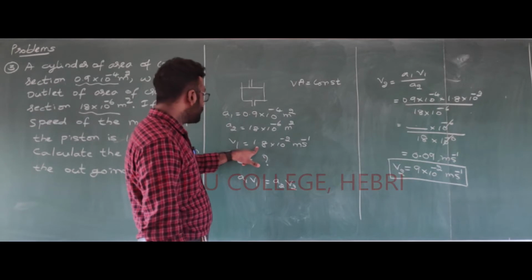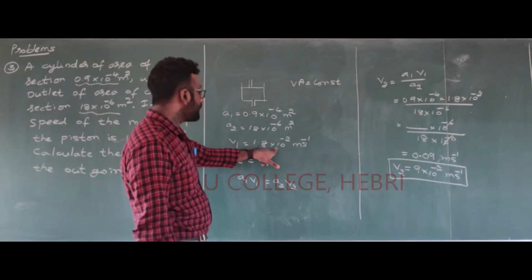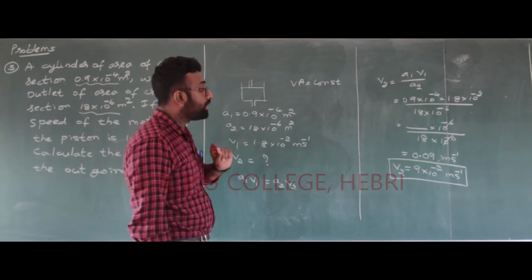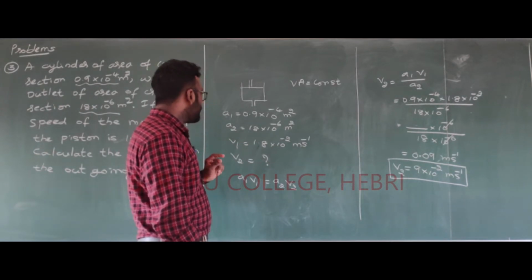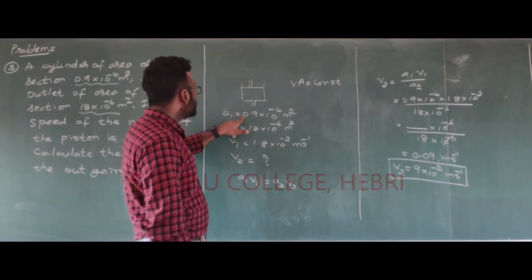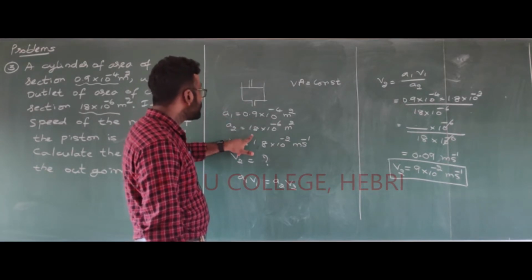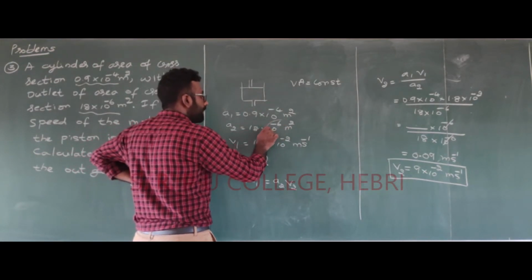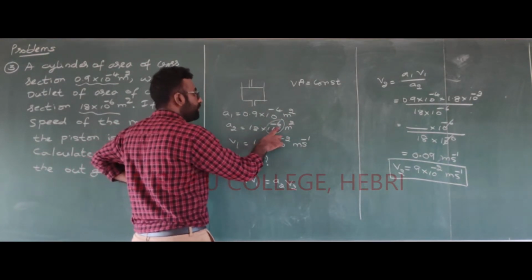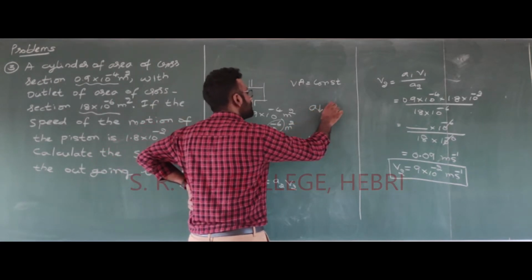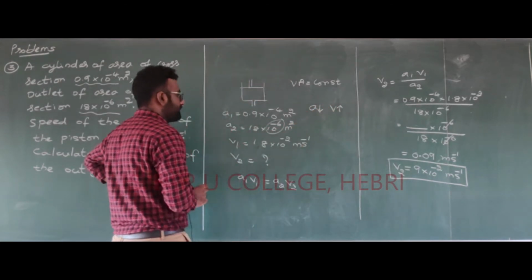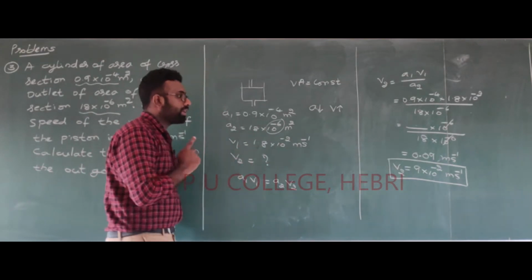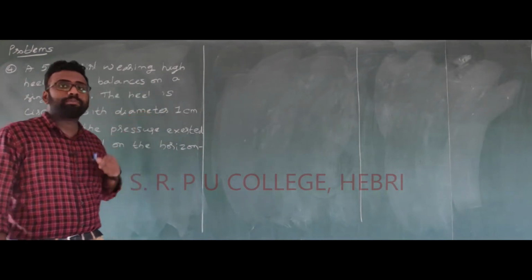So what was V1? It was 1.8 into 10 to the power minus 2. Then V2 is 9 into 10 to the power minus 2. You need to understand that A1 is comparatively bigger than A2, since A2 is in terms of 10 to the power minus 6. So when area decreases, velocity has to increase. That's what we get there. So check the answer, try to do it by your calculator. We will see the next problem.